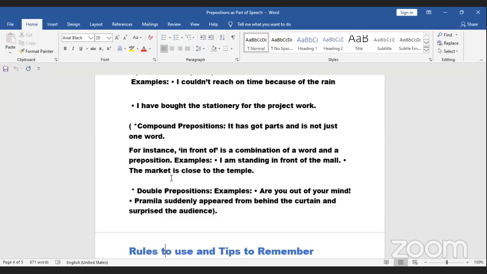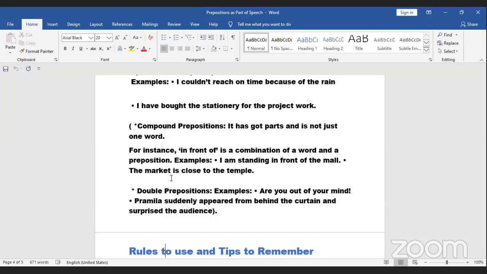For example, in front of. In front of is a combination of a plain word, front, and the prepositions in and of. I'm standing in front of the church. So in front of is a preposition of place. Even though it is not a single, simple preposition, it is a compound preposition which serves as a preposition of place. Where are you standing? I'm standing in front of the school. That is a compound preposition, and that is also a possibility in a sentence.